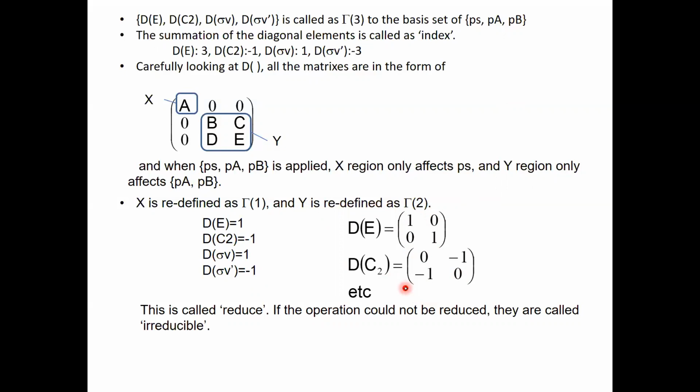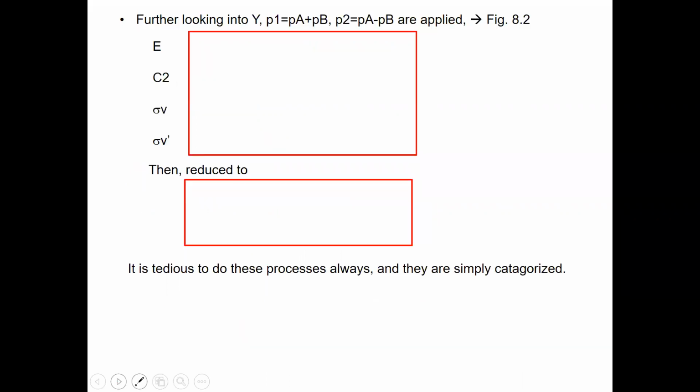And this kind of operation, the separation of independent components, is called reduction. Okay? We have to reduce as much as we can to simplify the symmetrical operation. And once it is no more reducible, it is called irreducible. Okay.